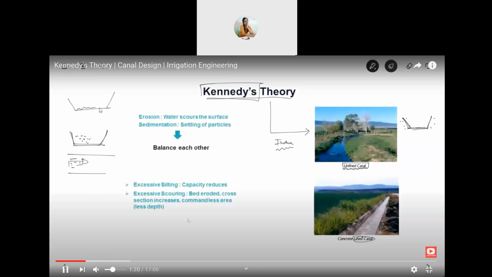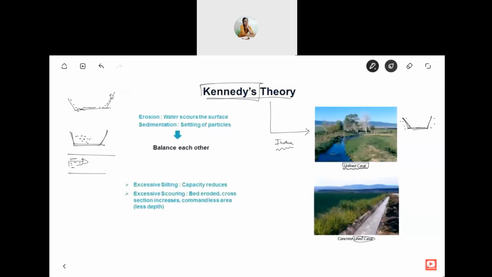So if this is the bed, there will be particles down and also in the banks of the canal. This water rubs against the sides of the wall and also at the bottom. Because of which some solid particles get broken and these are carried by the water. That is known as erosion. And these eroded particles, suppose when the velocity of the water drops down, these particles slowly start settling down. That is known as sedimentation or silting.